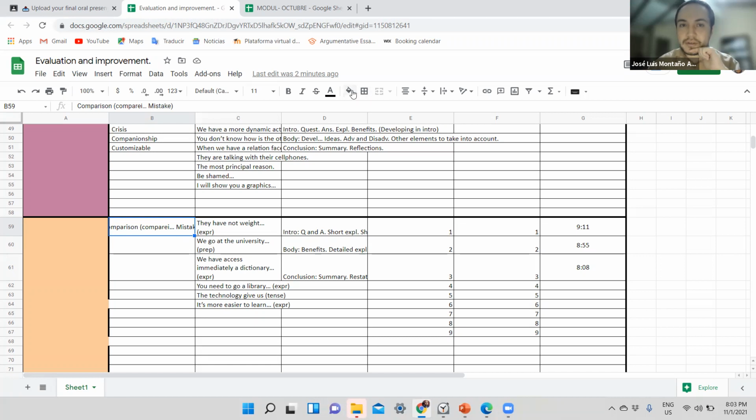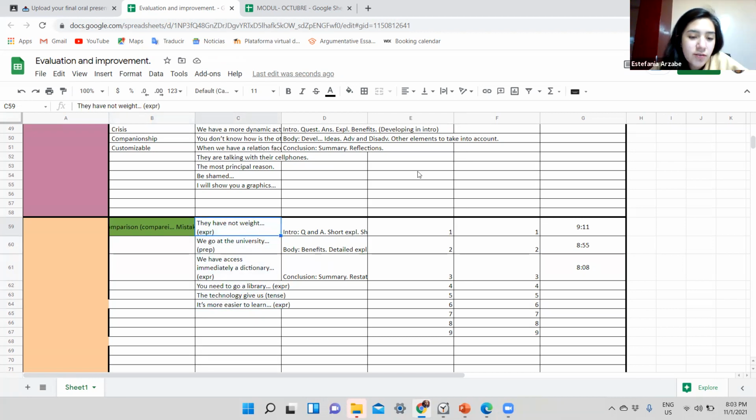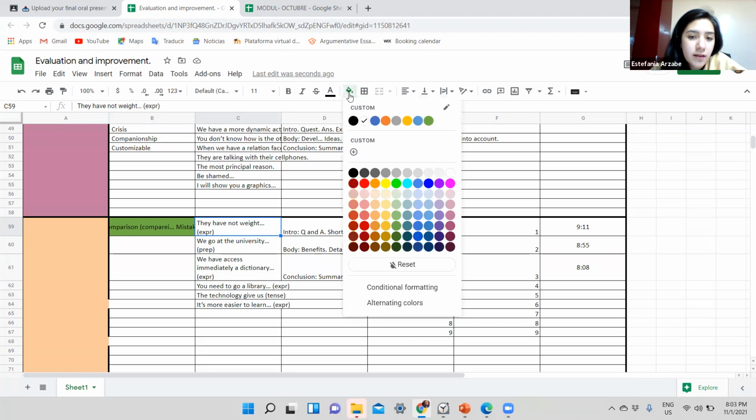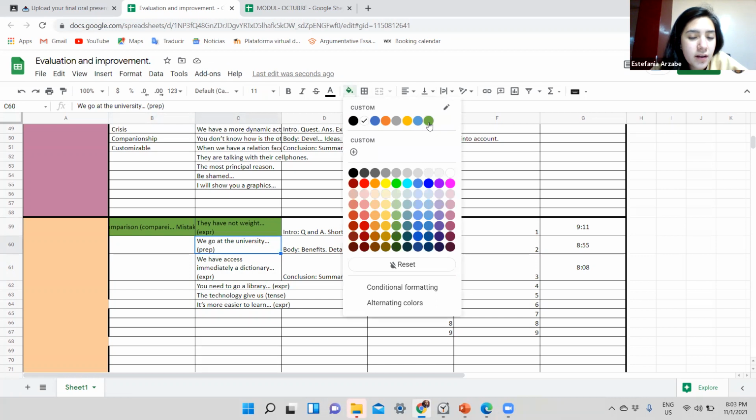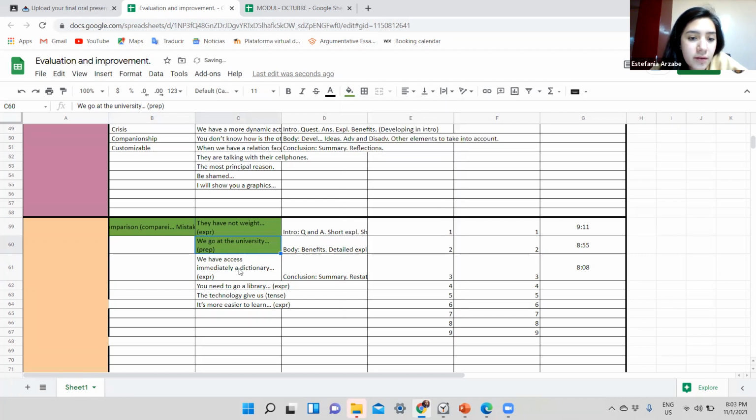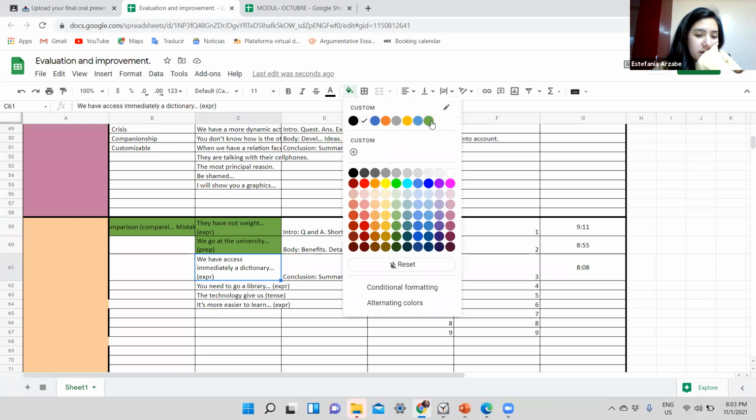Okay, yes, comparison. Good. What about these expressions? They don't have any weight. Okay, good. This one? When we go to the university, okay, we are at the university, very good. We have access in immediate, yes, immediate dictionary. Okay, one more time, please.